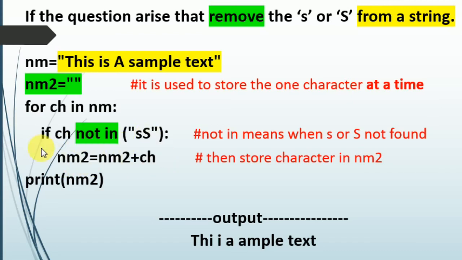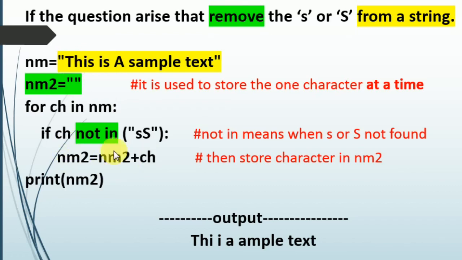And how it is going to be done? By using a plus sign. You know that is called concat. It could attach, join those characters with nm2 and overwrite inside this nm2. The ch will store first time T, that is nm2 plus ch. First time nm2 is going to be blank, so blank plus ch is going to be capital T, and that will be the part of nm2.